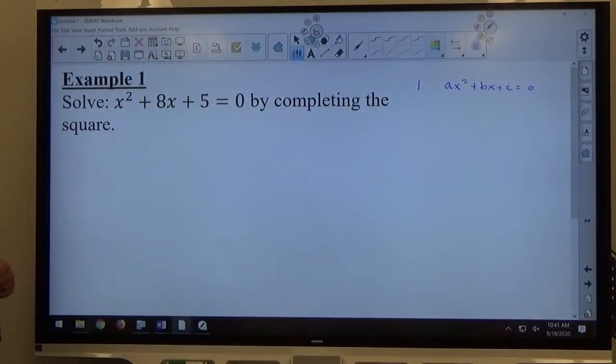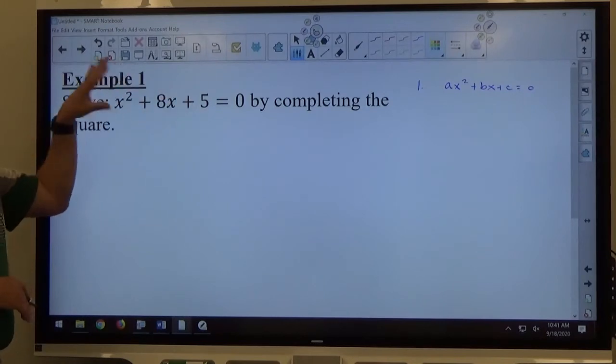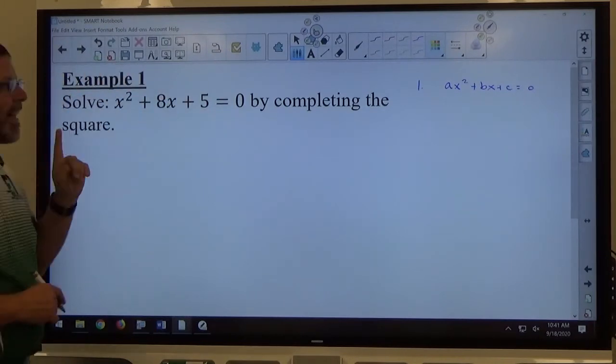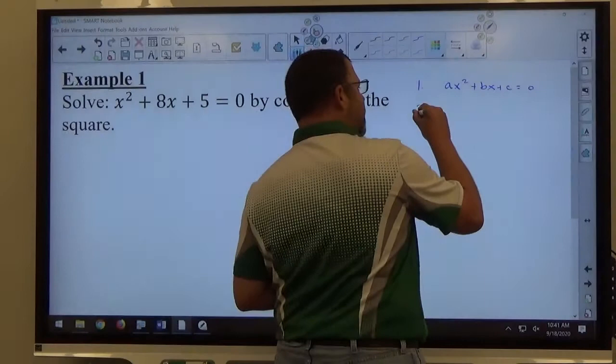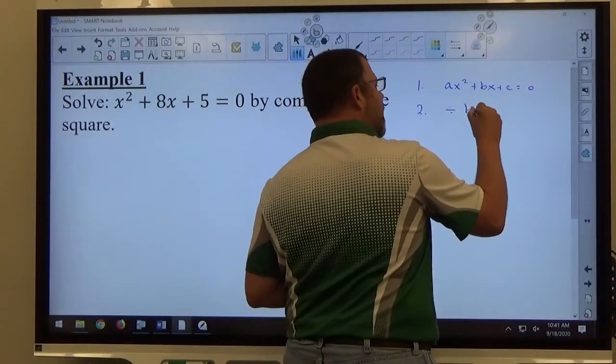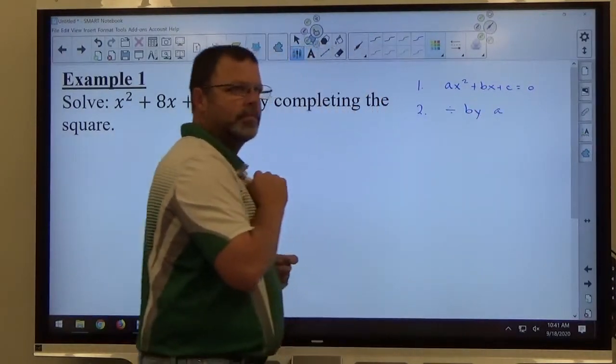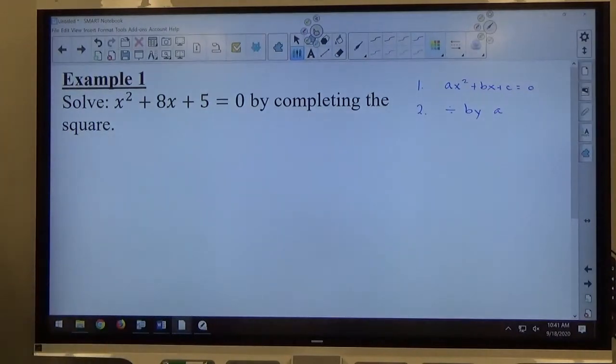I'm going to write down a minimal number of words and or symbols, so you don't have to write down a whole bunch, but that's what you want your problem to look like, which is what we have right here, which is good to go. The second thing, if necessary, divide by a. Okay. If a is 1, don't do this step.